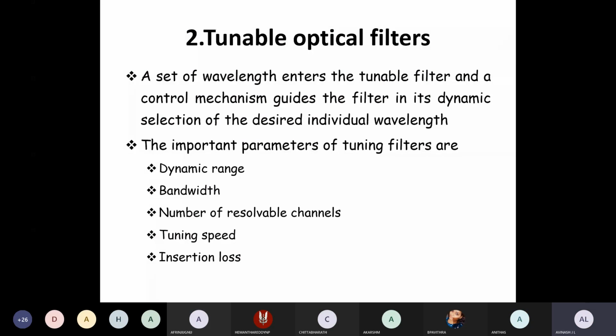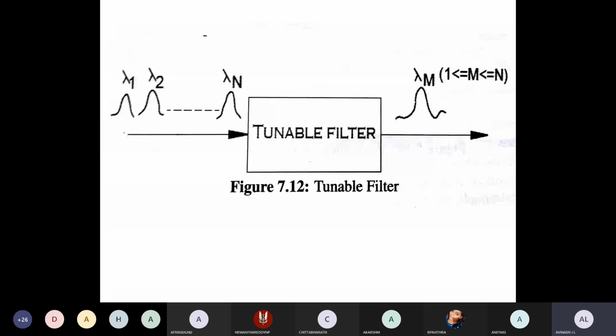In the last class we were discussing the tunable optical filters. We have seen the significance of tunable optical filters. Okay, so what kind of parameter will be tuned in the tunable filter, that also we have seen. That is lambda 1, lambda 2, lambda n, that means the wavelength will be tuned.